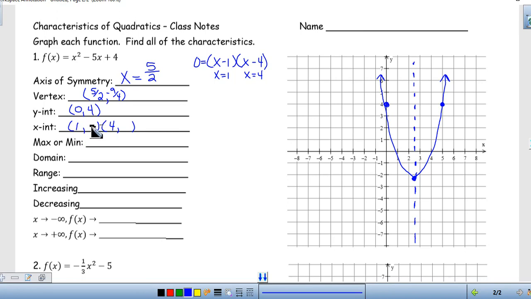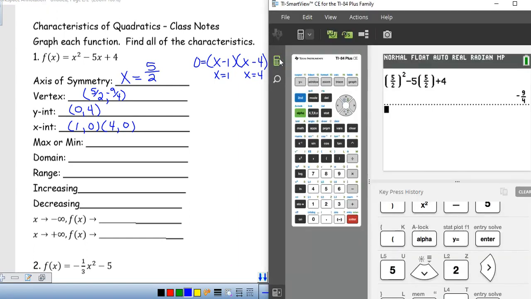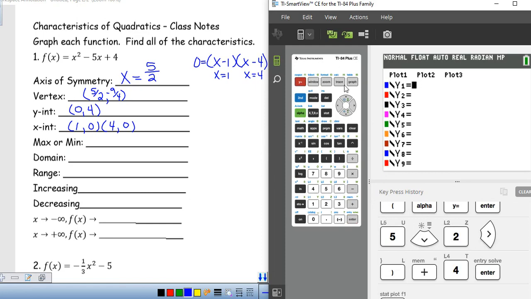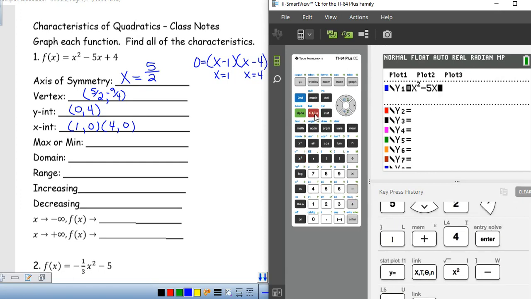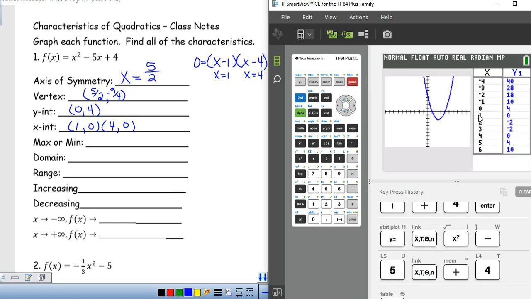When x is 1, y is 0, and when x is 4, y is 0. Now, I want to show you on your graphing calculator also. If you open it up and go to your y equals and put your equation in, x squared minus 5x plus 4, and you graph this, as long as you are using your graph table mode, you can see that it does indeed cross at (1, 0) and (4, 0).